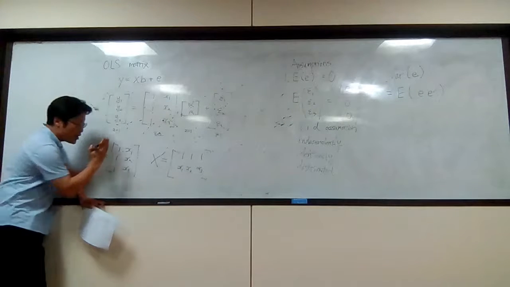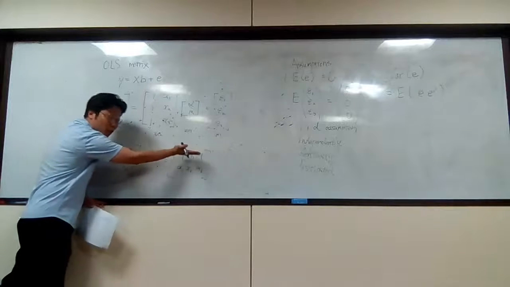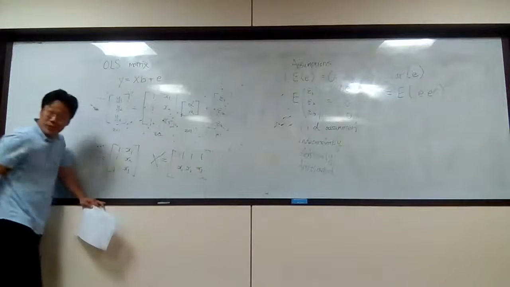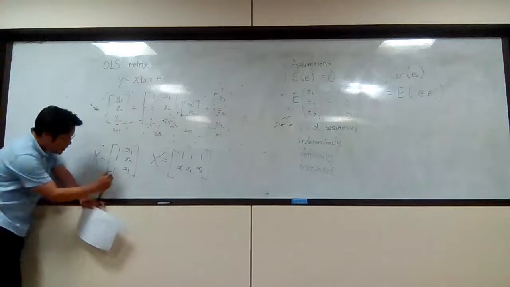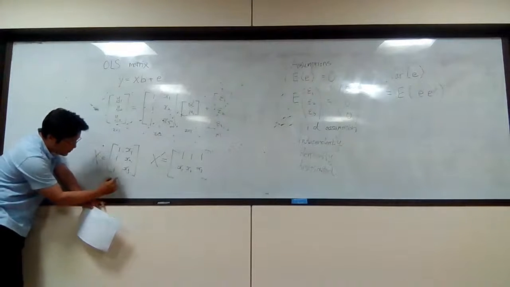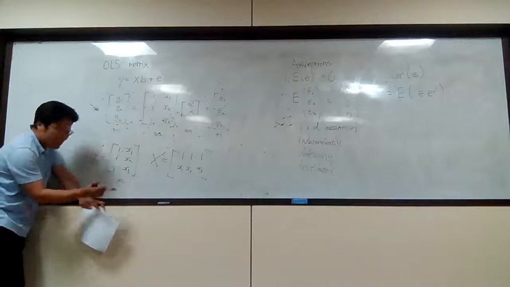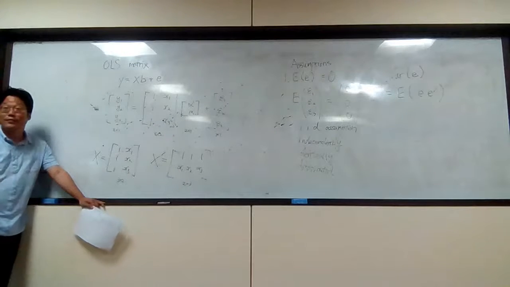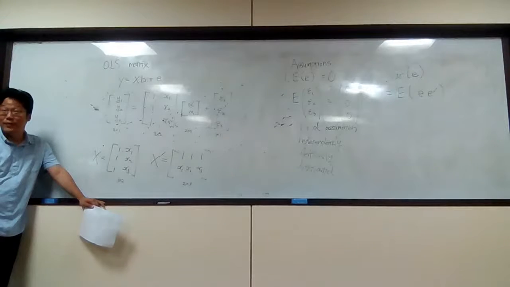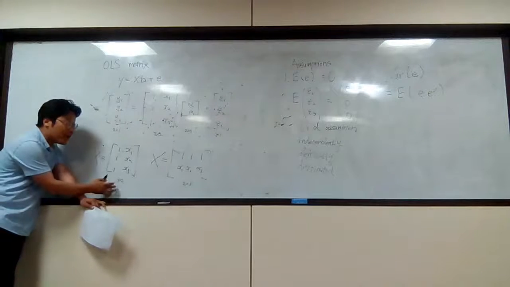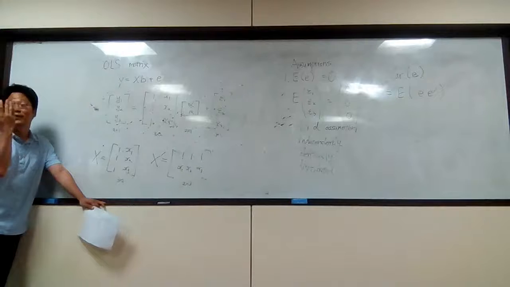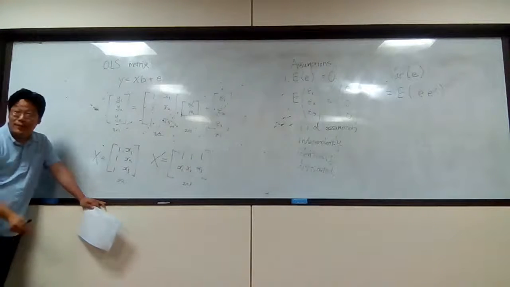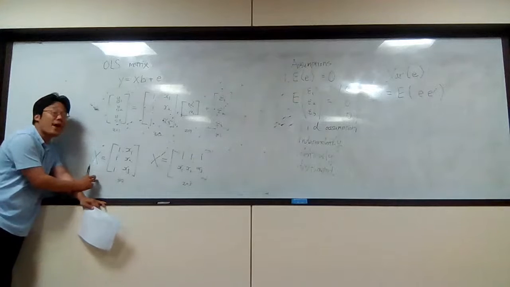Transpose means that we change column into row. Change column into row. Okay? This is a 3 by 2 matrix. This is a 2 by 3 matrix. Okay? So this is the meaning of transpose. Change the column into row. This transpose is very, very important.